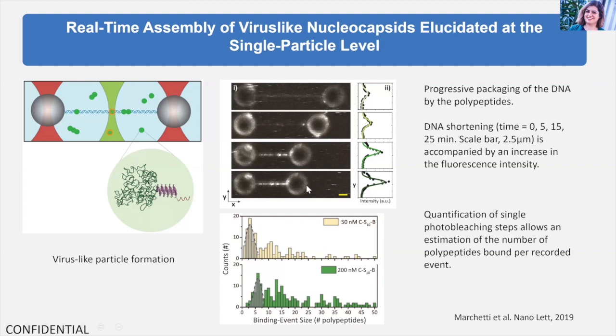As you can see in these snapshots, the DNA gets shorter and shorter, and at the same time you see accumulation of these fluorescently labeled particles on DNA. So as I showed you earlier, by looking at bleaching steps, you can estimate how many of these fluorescent protein particles are bound to DNA, and that's what the histograms down here show: at different concentrations of the virus-like particles, what is the average size of the spots that they would see on DNA. And as I mentioned, you can get this information by looking at bleaching steps.